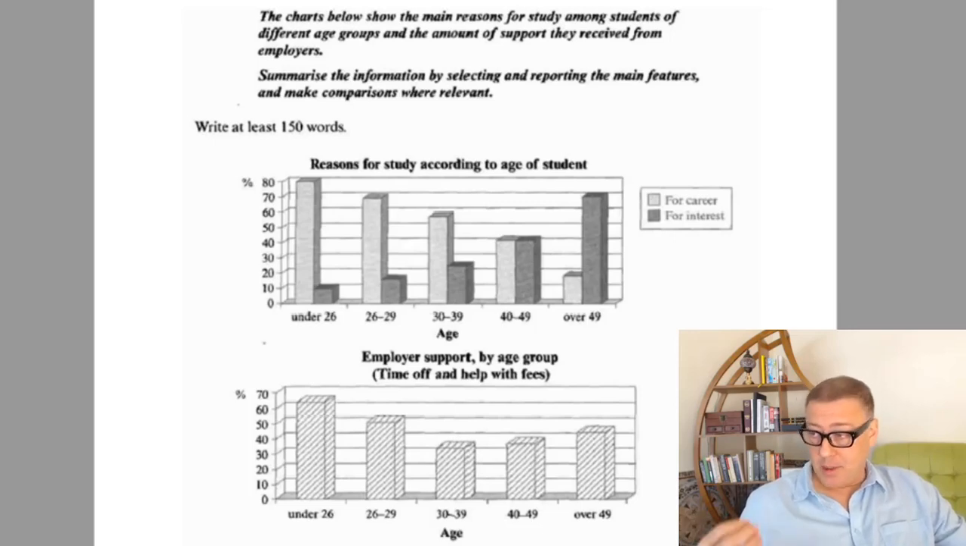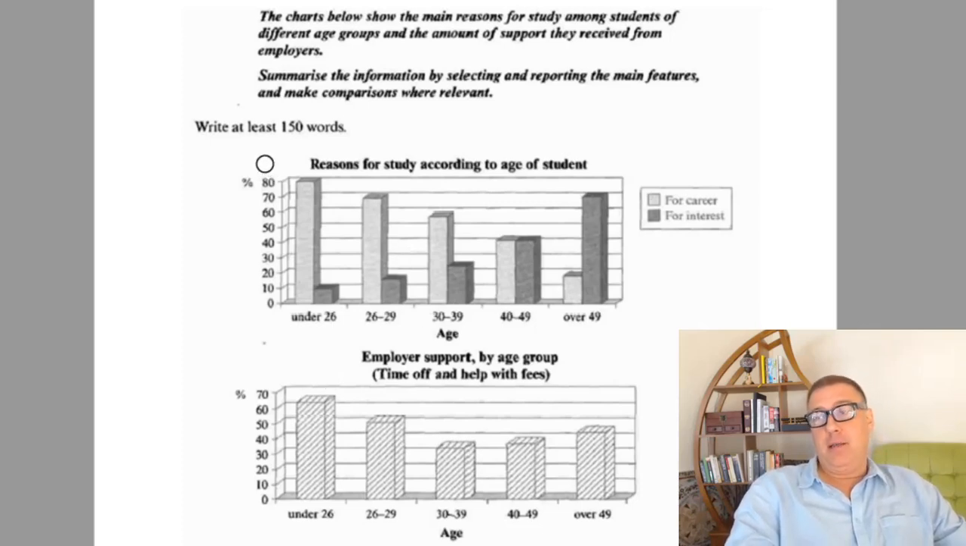For career, light gray: 1, 2, 3, 4, 5. For interest, dark gray: 1, 2, 3, 4, 5. Employer support: 1, 2, 3, 4, 5, all in percentage. So we've got 15 bits of information. Now that's borderline. Depending on the information you're given, you could include all of that in your report, probably within 200 words, but do you need to?